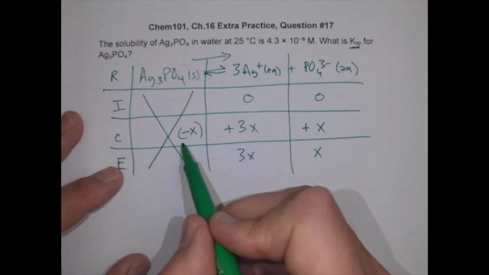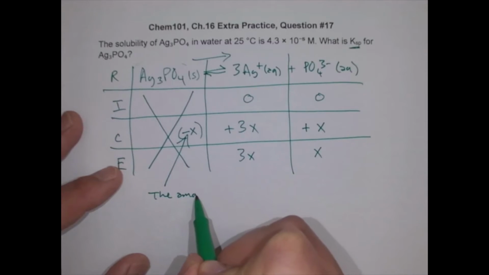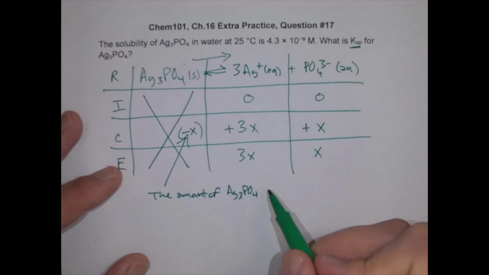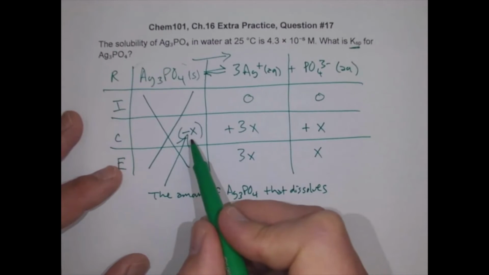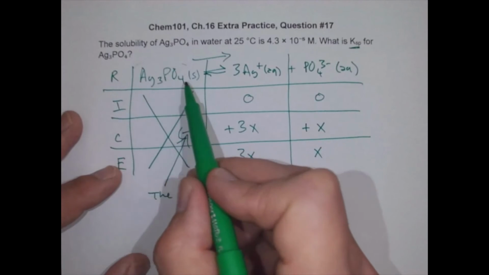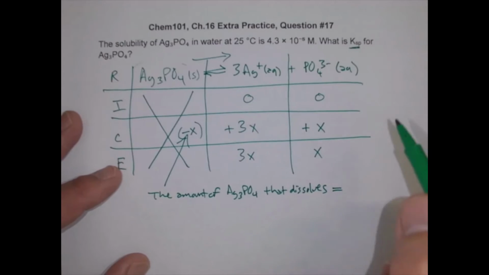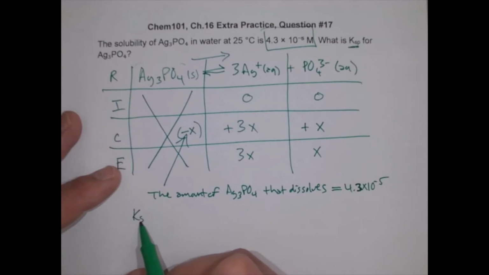Now, one important thing to note is that X is meaningful. That X is the amount of silver phosphate that dissolves. That's one way to think about it. So that X is like the amount of this that we lose, the amount of this that actually goes into solution. Well, we're told what that is. We know that it is equal to 4.3 times 10 to the minus 5. So we know the value for X. Now that's going to be useful here in just a second, because we're asked to find the Ksp.